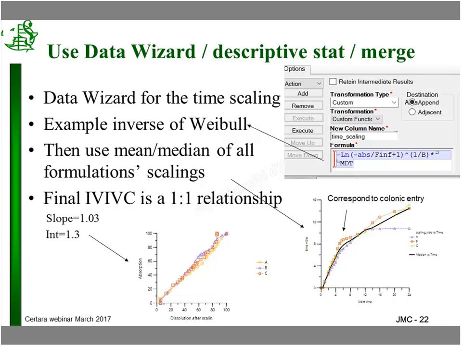I remind you that, and I told it to you just before, after my time scaling, I have an IVIVC, which is almost a one-to-one relationship. You can see that my in vivo percent absorbed corresponds to 1.03 times my dissolution after scaling plus 1.3%. That means after my time scaling, I have a relationship for my IVIVC, which is in vivo absorption corresponds to in vitro absorption plus 3%.